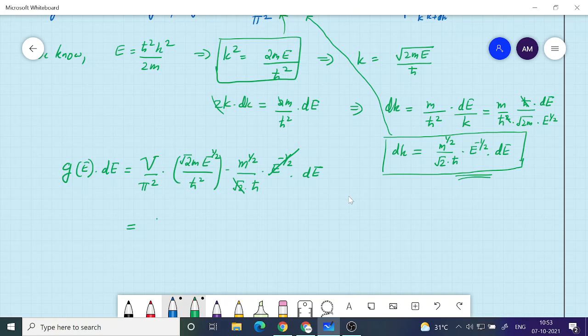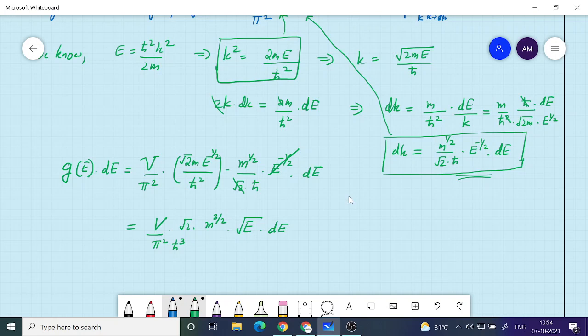So let me write V by pi square, then there is root 2, then m raised to 3 by 2, then e raised to half, so that is square root of e into dE. Then there is an h cut here and h cut square here, so I can write h cut cube here. So this is what I get. So there is a bunch of constants, then square root of e and dE. So that is how it comes.